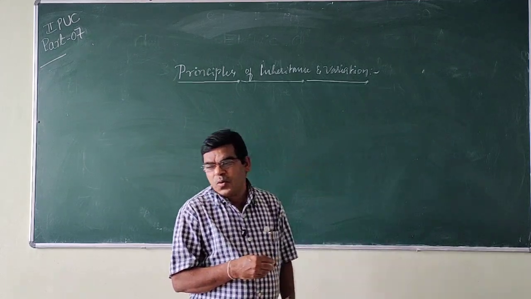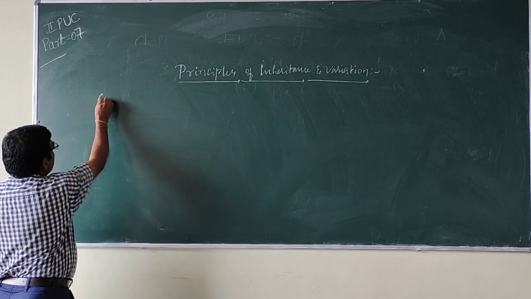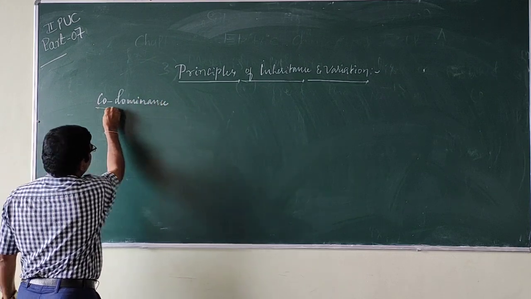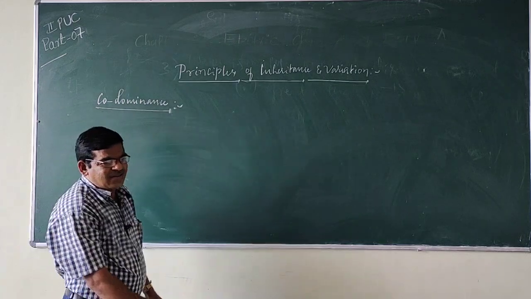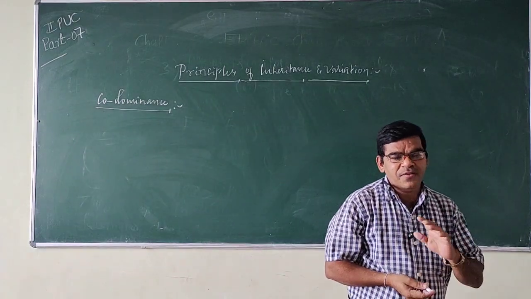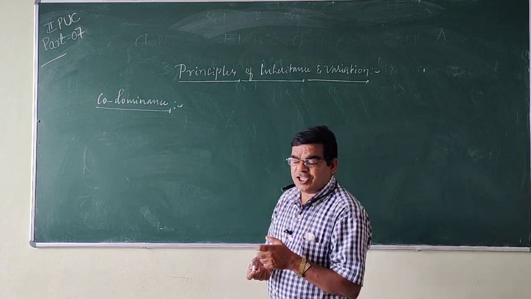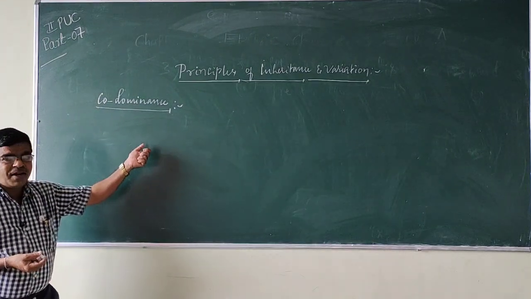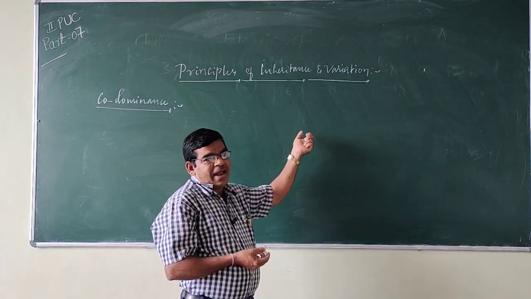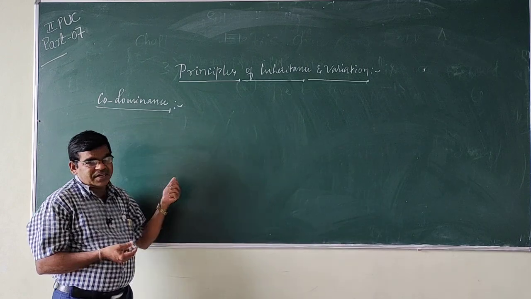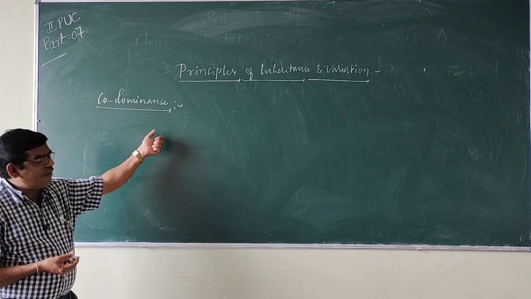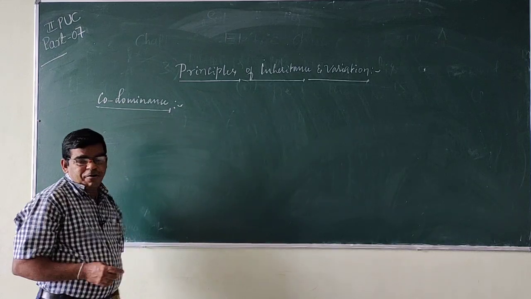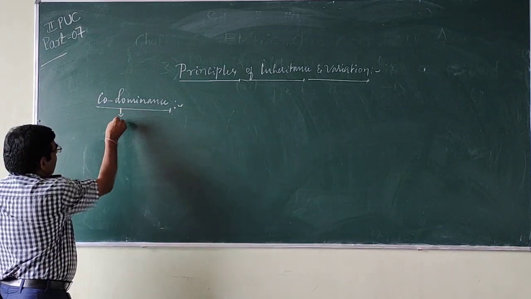Now I will discuss codominance. So what is codominance? Codominance is the phenomenon in which the simultaneous expression of the dominant allelic pair of a gene, in heterozygous condition, without blending of traits, is called codominance.